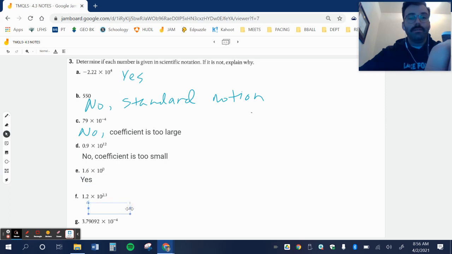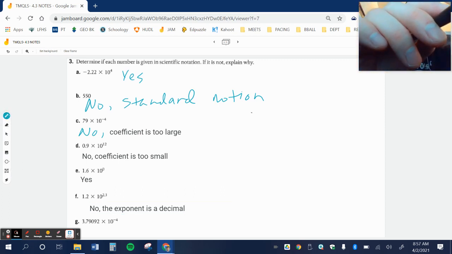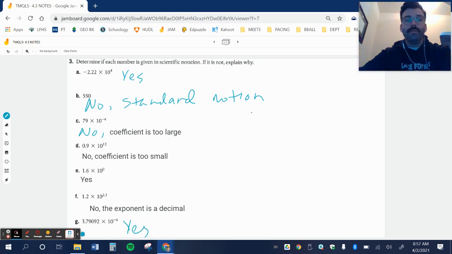This in scientific notation, 1.2. The coefficient looks good. The 1.2 looks good. Times 10 to the 2.3. Oh, cannot have 2.3. Oh, the exponent. I need to have whole numbers as my exponent. Whole numbers only. Okay. 2, 3, negative 5, negative 7, negative 3, negative 4. Oh, would you look at that? G. This would be an example of yes. We got a nice coefficient to an integer exponent.